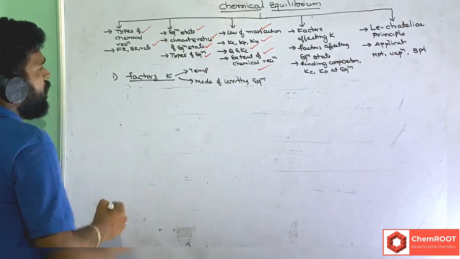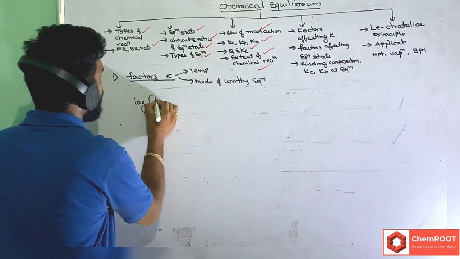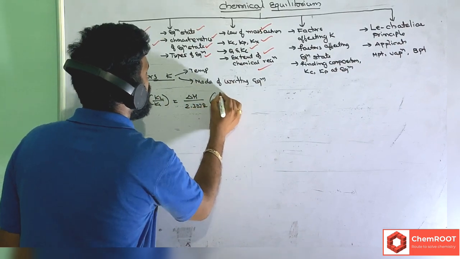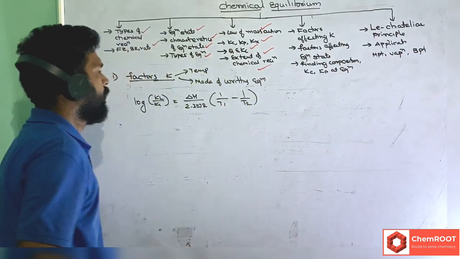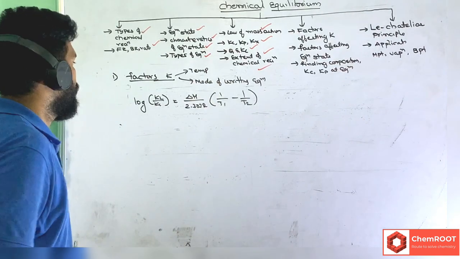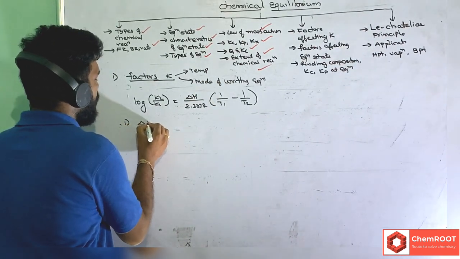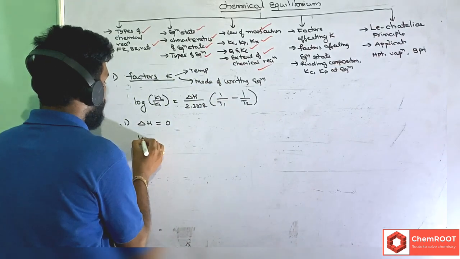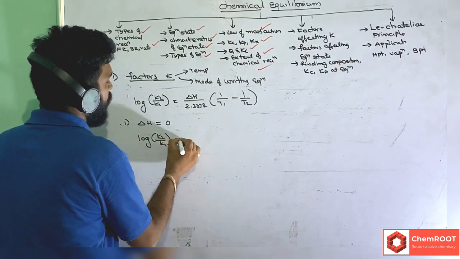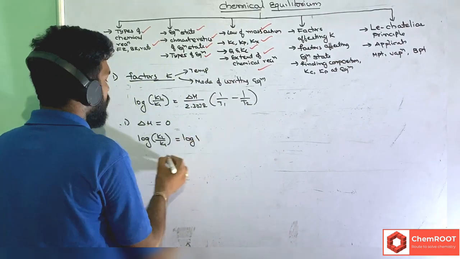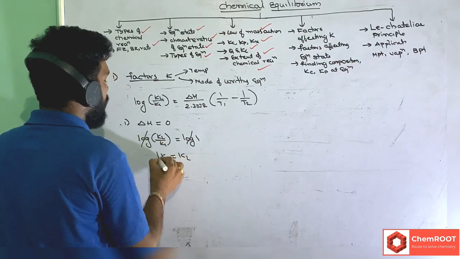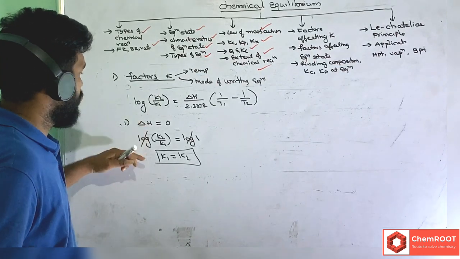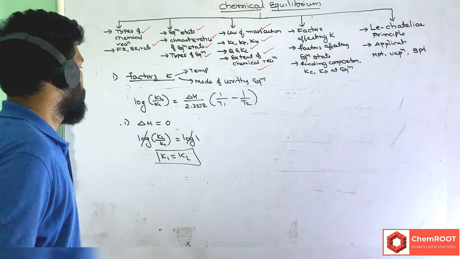So how temperature affects it is explained by this formula: log K2 by K1 is equal to delta H by 2.303 R into (1 by T1 minus 1 by T2), or (T2 minus T1) by (T1 into T2). First case, suppose delta H equals 0, meaning the reaction is neither exothermic nor endothermic. Then this term will be 0, so log K2 by K1 is 0, which means log 1. So the logs cancel, and K1 equals K2. Whenever the reaction is neither exothermic nor endothermic, the equilibrium constant remains constant and does not change.